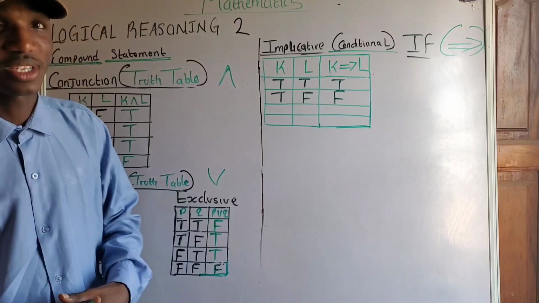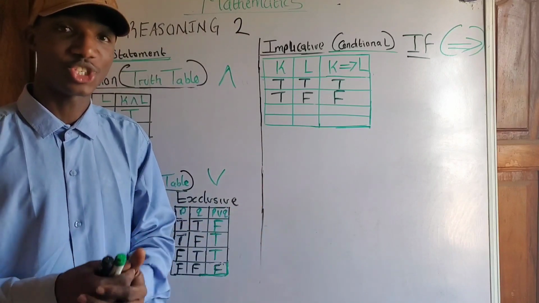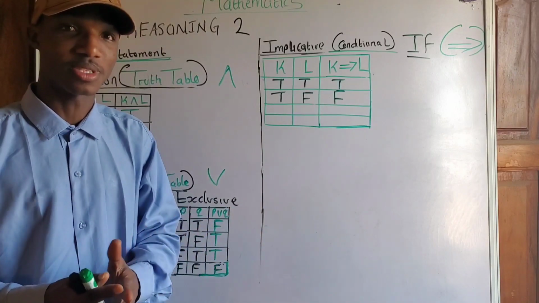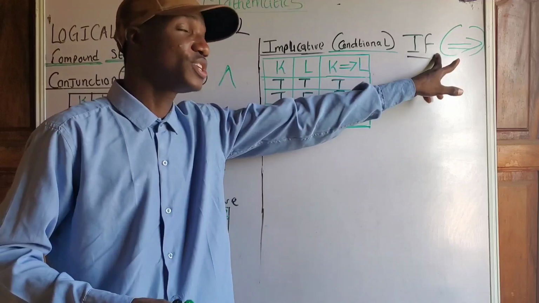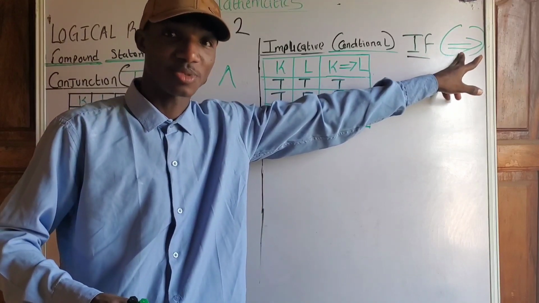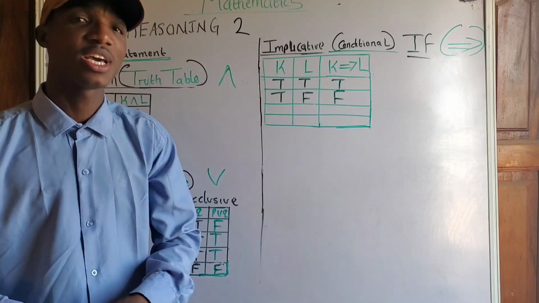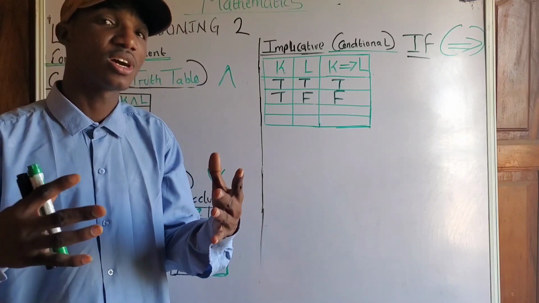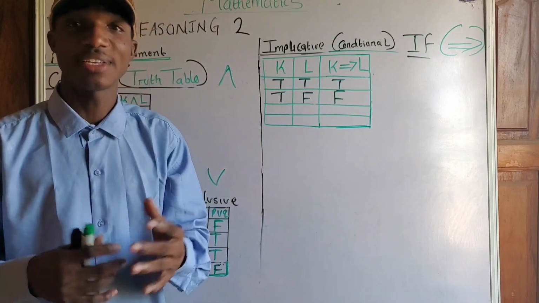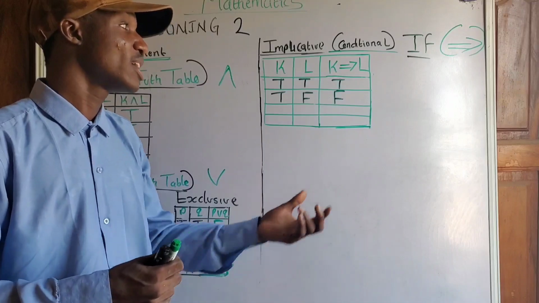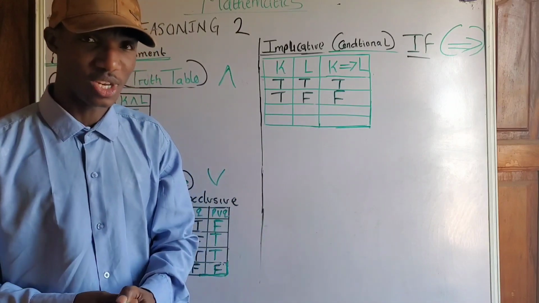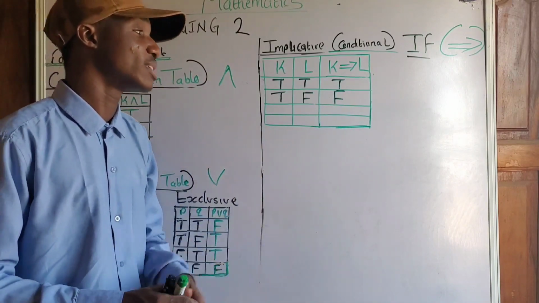Listen to the explanation again. Anytime you have a conditional statement, what is a conditional statement? A statement connected by the word if or by this sign. Are you getting what I'm trying to say? So if you have a conditional statement whereby the first statement is true and the second statement is false, the conclusion will be false. Do you understand? Okay, let's look at the third one.